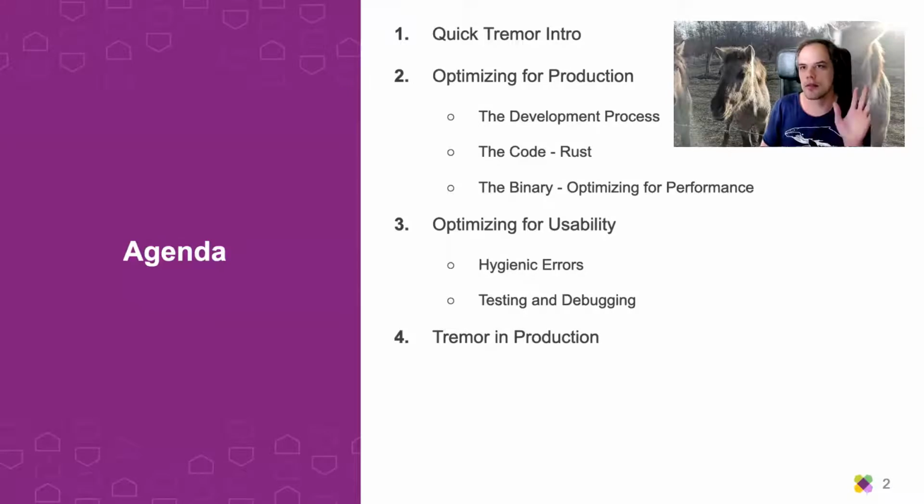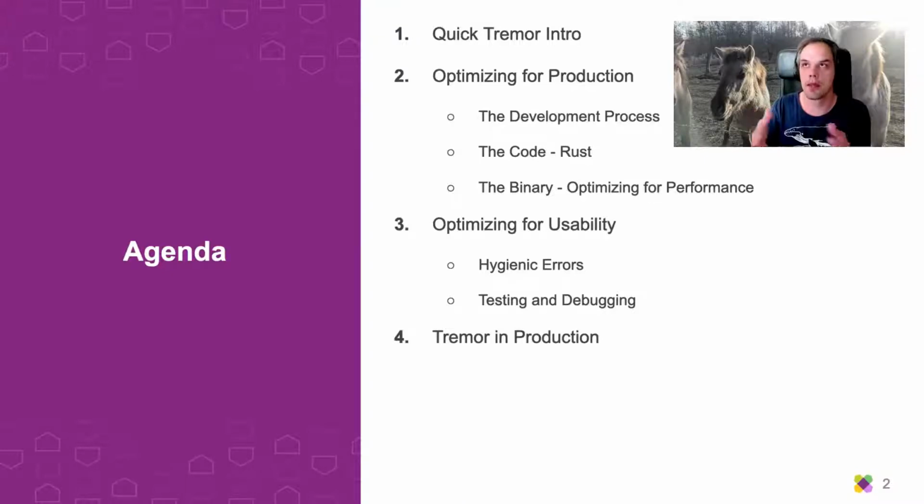Our agenda is, I will give you an intro to what Tremor is. Maybe it's interesting for you, so you just get a really rough gist of what we're talking about here. Then how we optimize for production. This will touch on the development process, some coding principles we use when we do Rust, and why we chose Rust. And then the binary, and how we optimize for performance. So what techniques do we use? What did we do? And then we also optimize for usability.